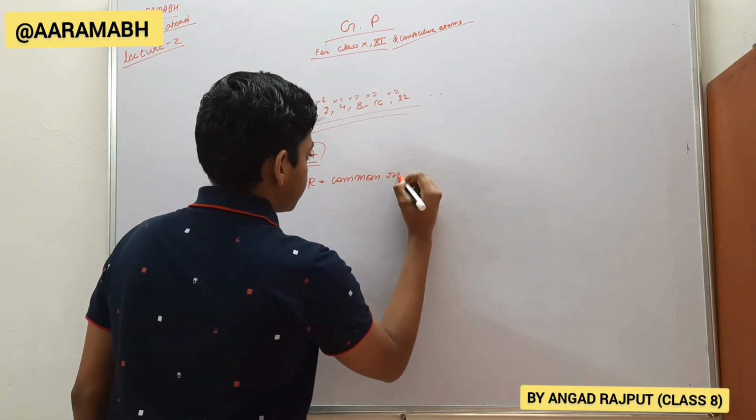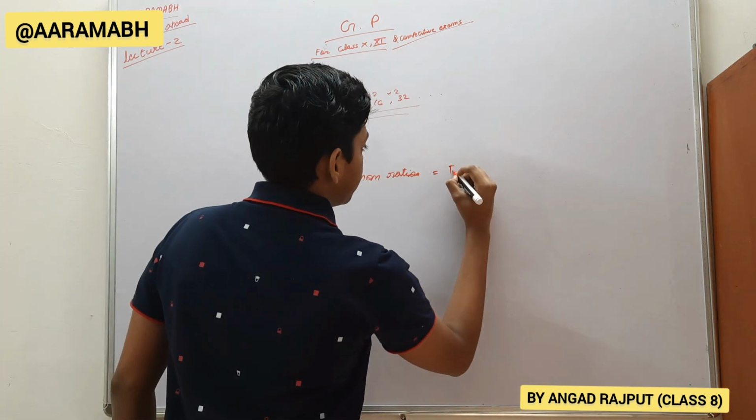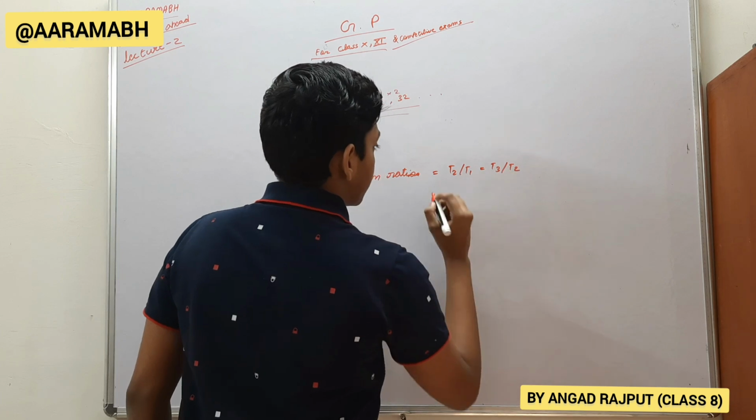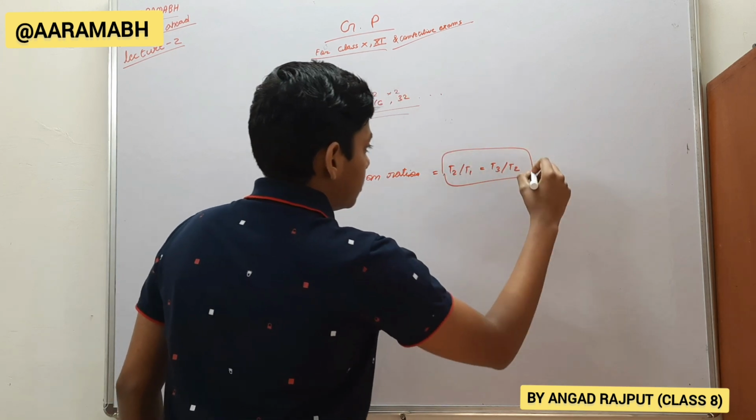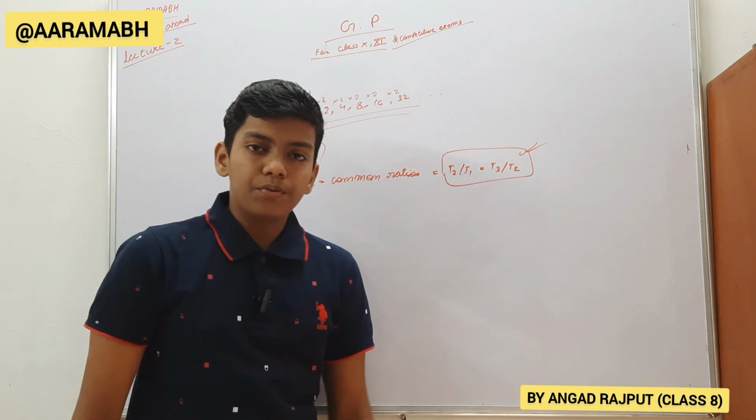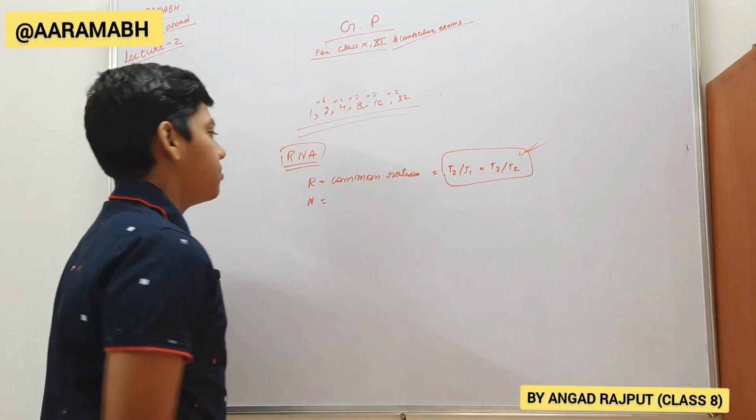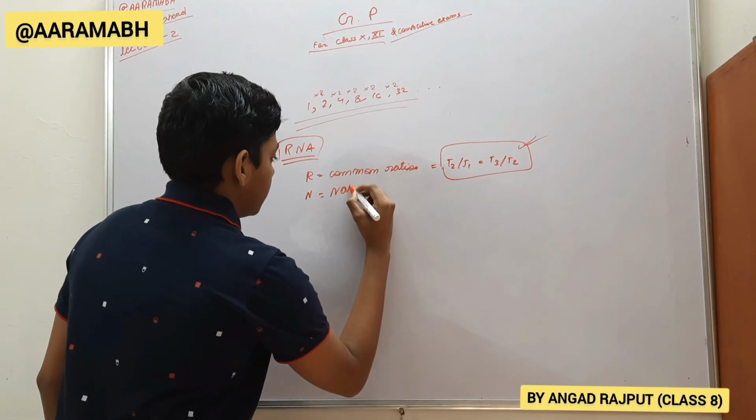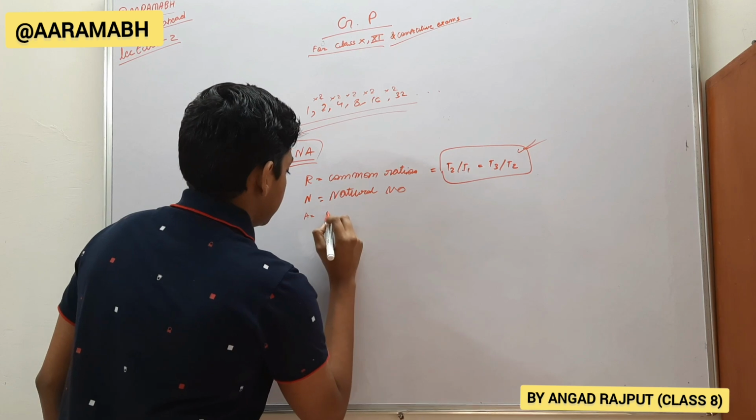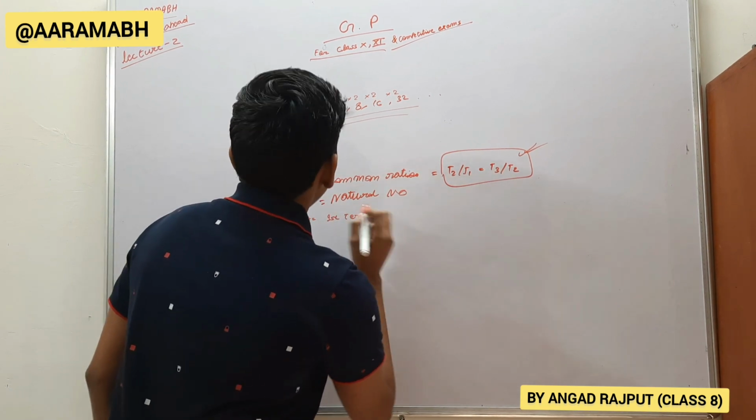Common ratio, which is T2 divided by T1 equals to T3 divided by T2. You need to keep this thing in mind, as it will be very useful in the sums we will do in the video ahead. And A is the first term, in this case 1.